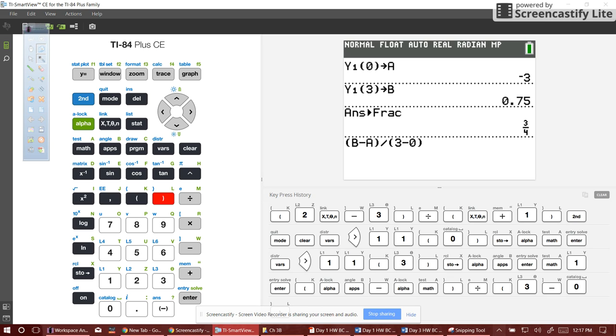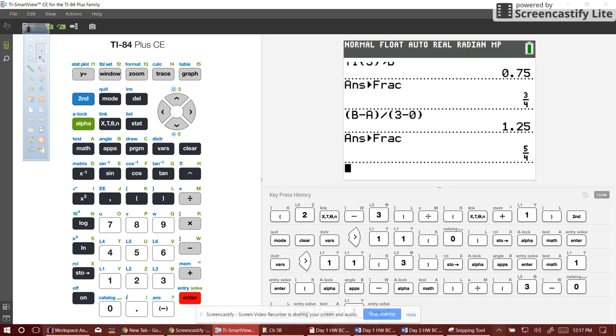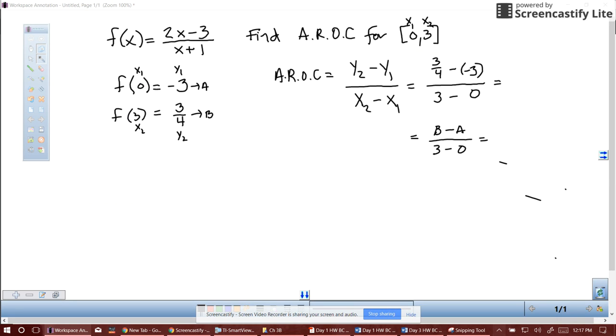As you press enter, if it gives you a decimal, make sure, remember, my standard for y'all is that you have to give me fractions. So math 1, enter. So we're going to write that answer out as 5/4. Right? So the average rate of change for this in the interval is 5/4.